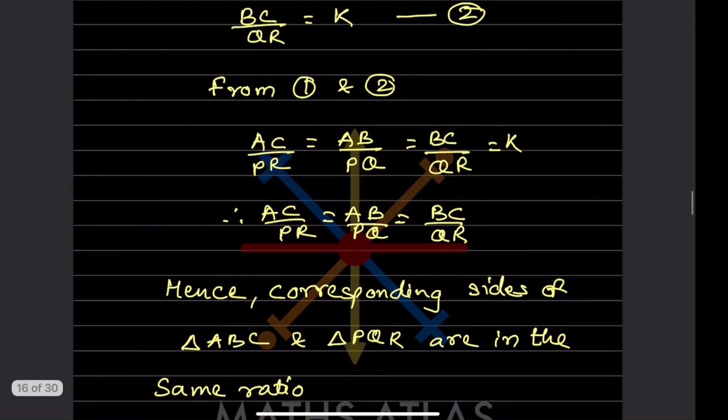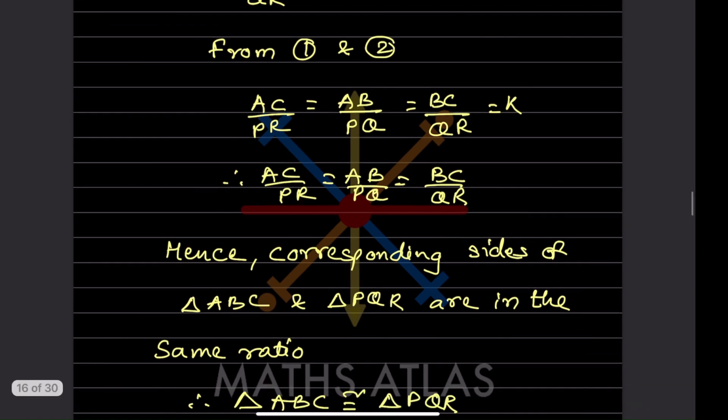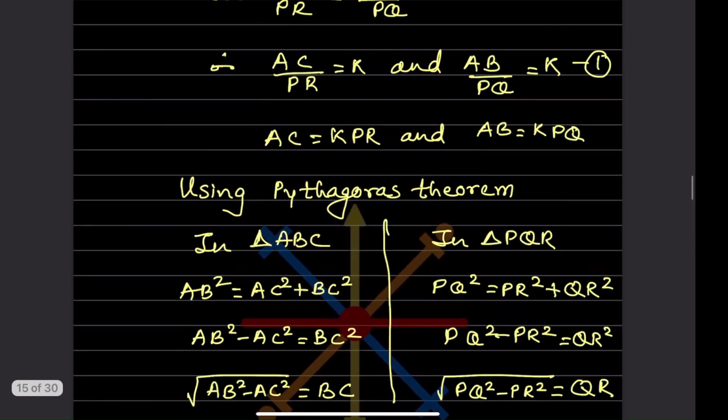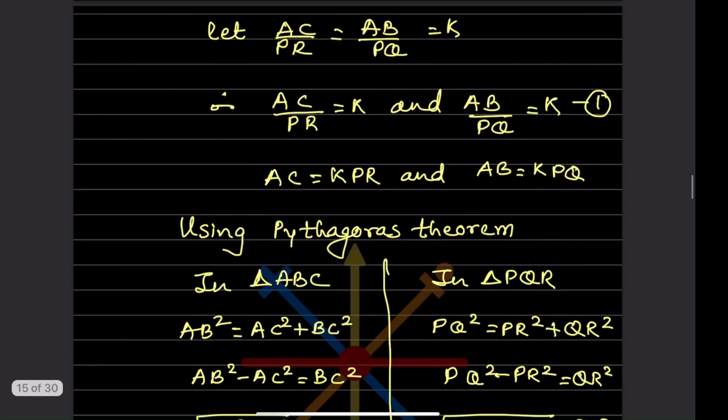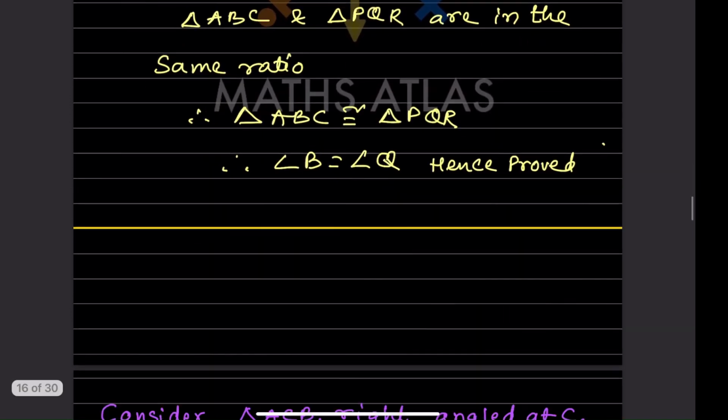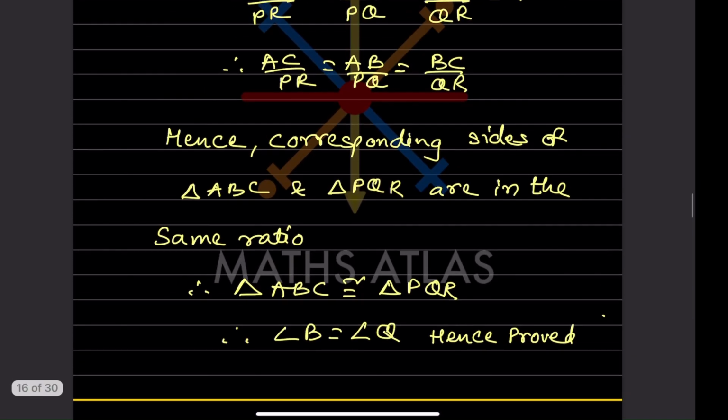So now we can write AC by PR is equal to AB by PQ is equal to BC by QR. When we compare this, this side is equal to this one, this is going to be equal to this one, and this is going to be this one. So from that, we can say that corresponding sides of triangle ABC and PQR are in the same ratio. Therefore, triangle ABC is congruent to triangle PQR.